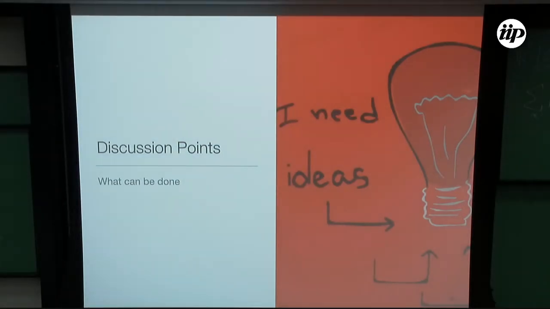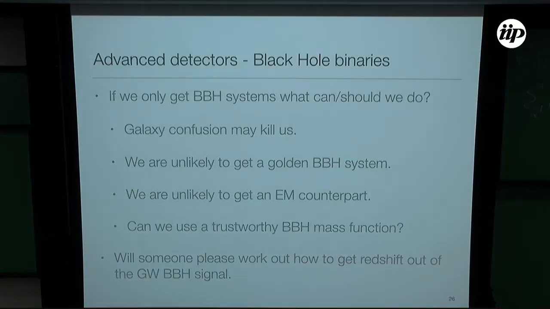So I need ideas, right? So this is, again, I'll run through these and then I want people to throw ideas at me. Right, advanced detectors, black hole binaries. If we only get binary black hole systems, what should we do?